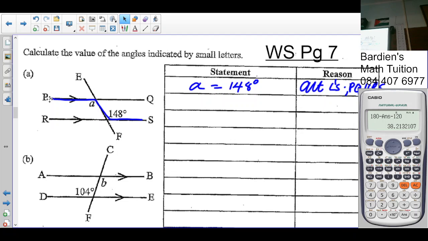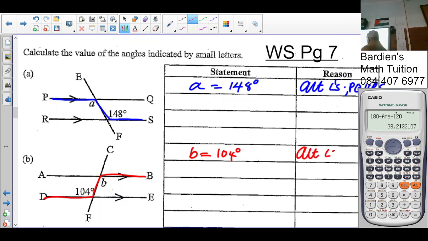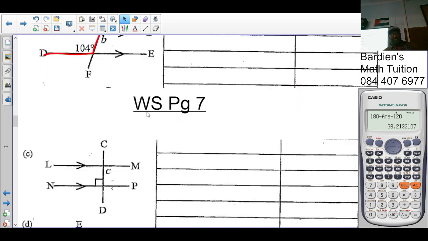Alright. I'm going to calculate B. B is equal to 104. Reason? Alternate angles. AB parallel to D. Okay, you all understand? Right. Let's carry on.